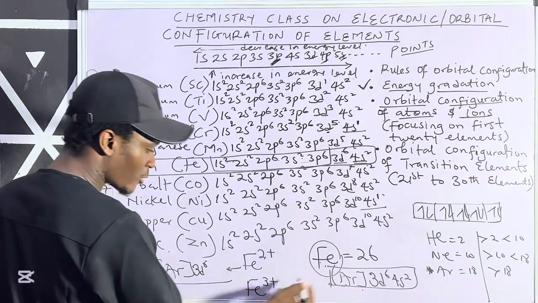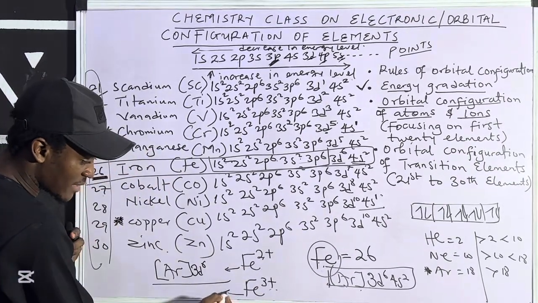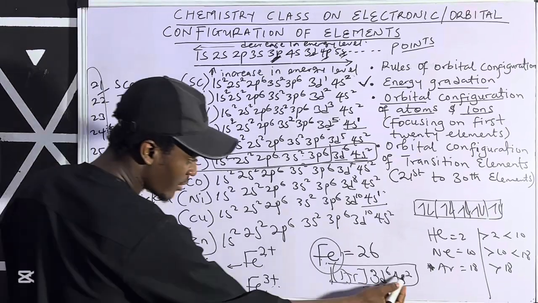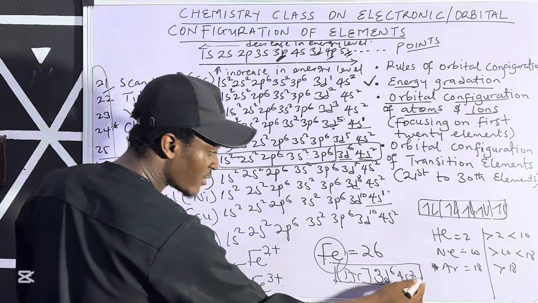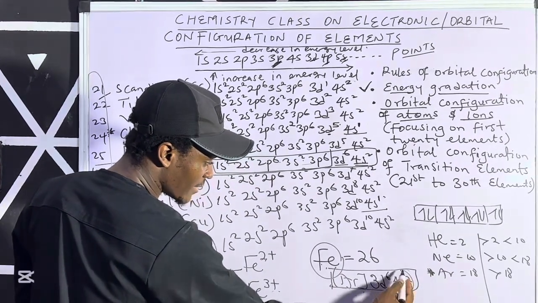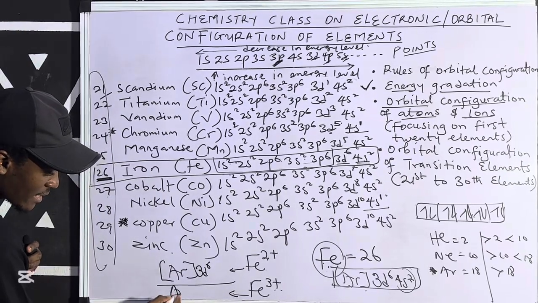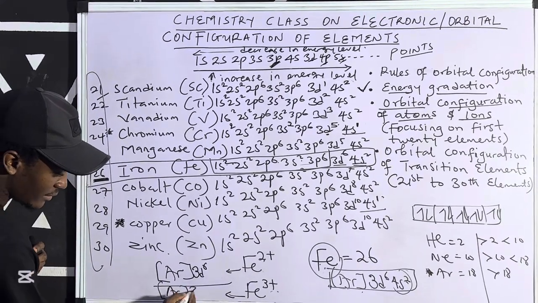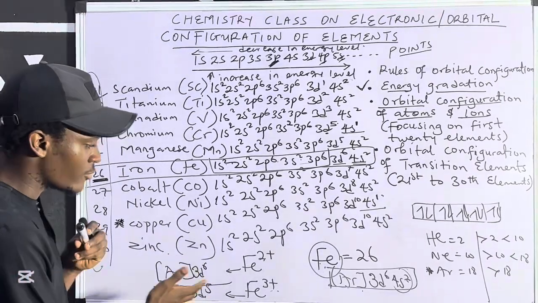Then what about if you are told Fe3 plus? Still from here, 3 plus means it has lost how many? 3. So I will remove 2 from the 4s and I will still need to remove 1. Since I have already removed these 2, this guy has disappeared. Then I will still need to remove 1 from here so that it becomes what? Ar, then what? 3d5. All right? So that's how you do it. That's how you go about it.